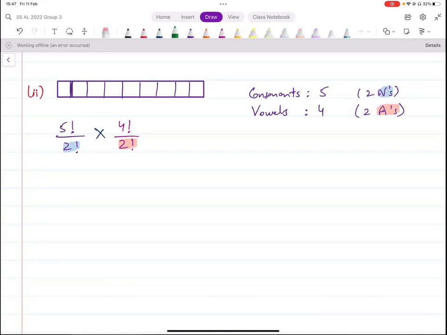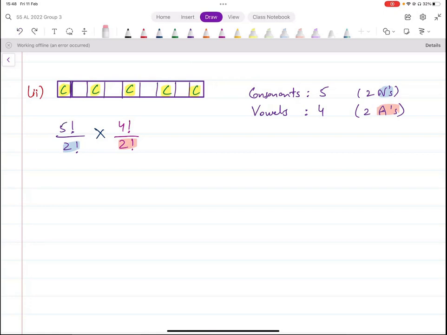The positions are fixed in the sense you have to have a consonant here, then another consonant here, then another consonant here, then another consonant here, then the other consonant here. आपने positions उनके fix कर दिए. They cannot move. That is the reason we are using 5 factorial here. If their positions were not fixed, in that case we would have just been using 9 factorial because फिर तो उनकी position change हो सकती है, तो वो कहीं पे भी जा सकता है.